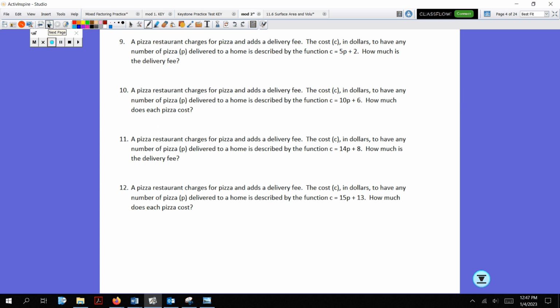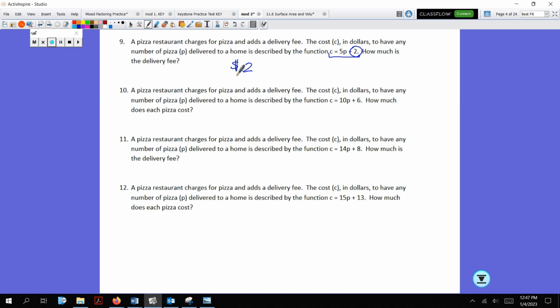All right, number 9, it says a whole bunch of stuff, okay? They give us this equation. They tell us that there is a charge for pizza and then a delivery fee that's added on. Well, what is the delivery fee? That is our y-intercept. So the delivery fee would be $2.